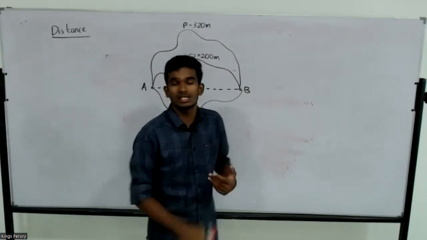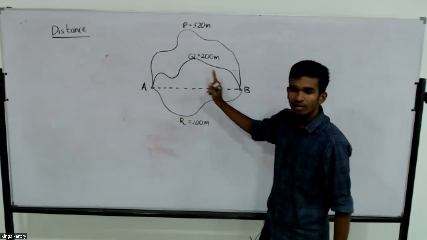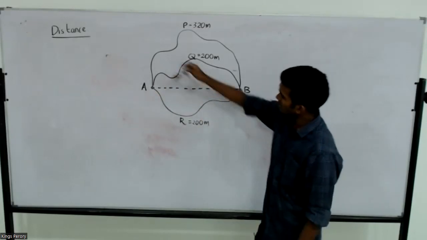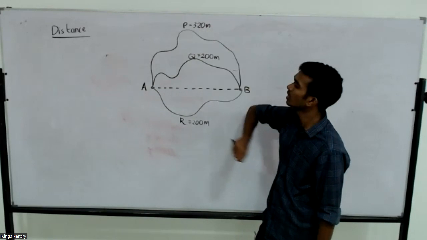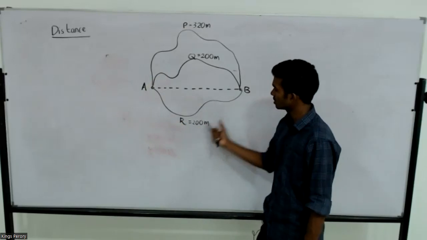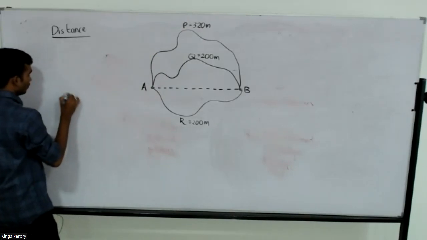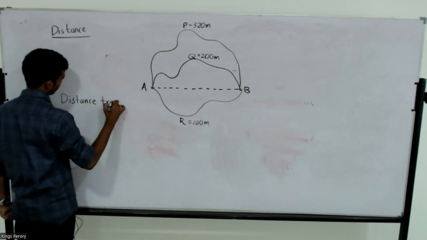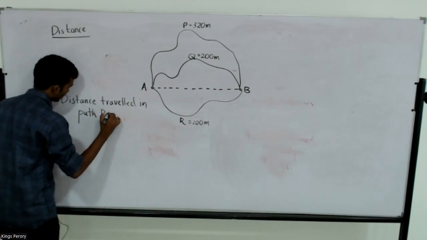Then what does distance actually mean? Distance means the length between the initial point and the final point. So you can see the length here is 320 meters, then distance is 320 meters. The length here is 200 meters, then distance is 200 meters. Length here is also 200, then distance is 200. Then we can write distance traveled in path P. Tell me, in path P, what is the distance traveled?